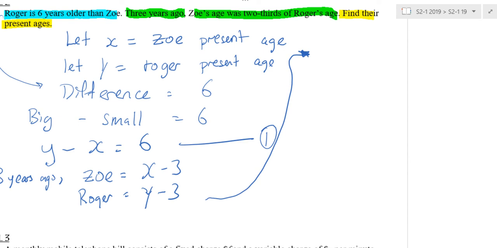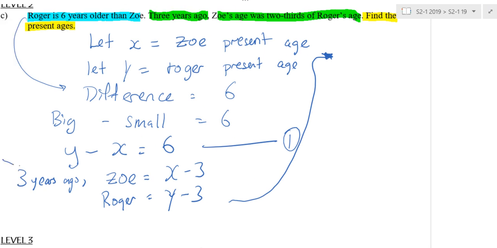I'm talking about 3 years ago. So for equation 1, the story stopped here already. I'm going to the second story. The second story is the green sentence. 3 years ago, Zoe's age was 2/3 of Roger's age. So 3 years ago, Zoe's age is x minus 3. 3 years ago, Roger's age is y minus 3. Is this okay?